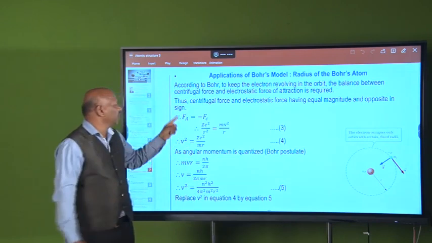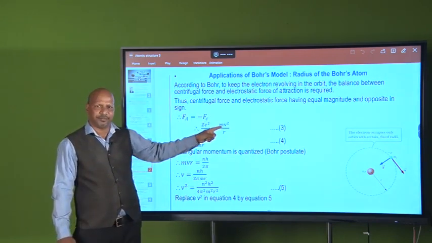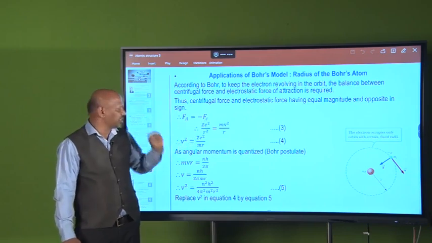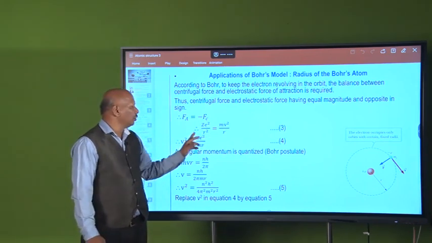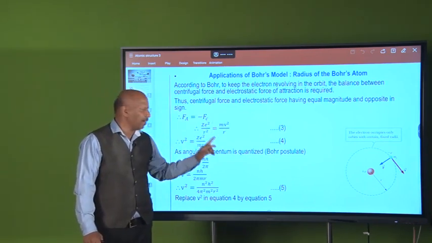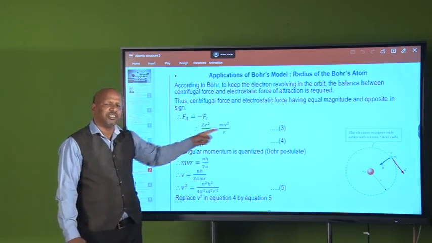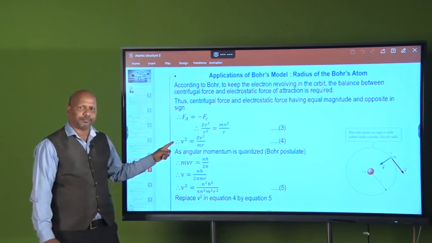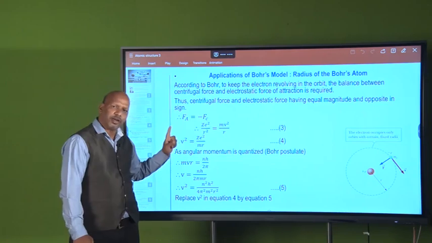So we take Fa, the electrostatic force of attraction, equal to minus Fc: equal magnitude, opposite sign. Now put equation 1 and equation 2 in here. We have Ze square upon r square equal to mv square upon r. Now I am rearranging this equation in terms of v square. So v square is equal to Ze square upon mr.